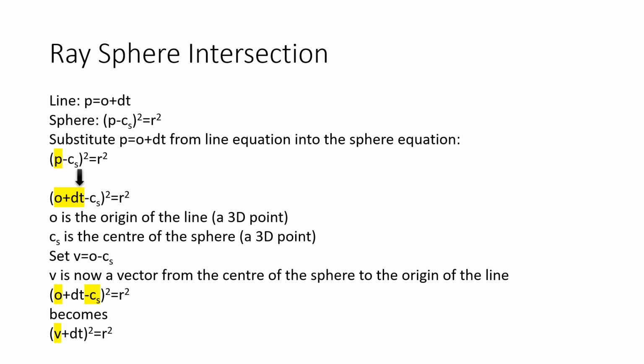So what I'm going to do now is set a new vector V to be equal to O minus CS. So V is a vector from the center of the sphere to the origin of the line. We're now going to take the equation O plus dt minus CS, all of that squared equals R squared, and we're going to replace the O minus CS with the V. So at the bottom of the slide we have V plus dt squared is equal to R squared.